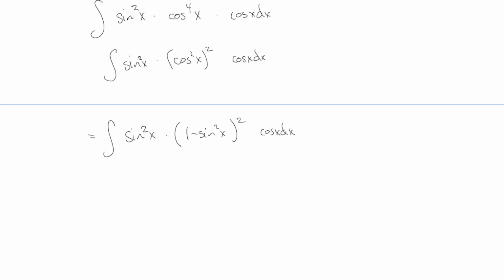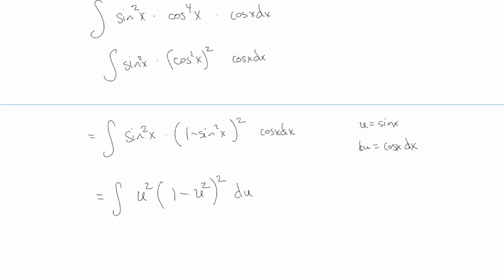Strange but true. I have now saved one cosine, but then I wrote everything else in terms of sine. And now I do the substitution. And it is u equals sine x, du equals cosine x dx. So that thing at the very end is du, and then everywhere you see sine, that's u. So this becomes the integral of u squared times 1 minus u squared, squared, du. That's what we get from the substitution.